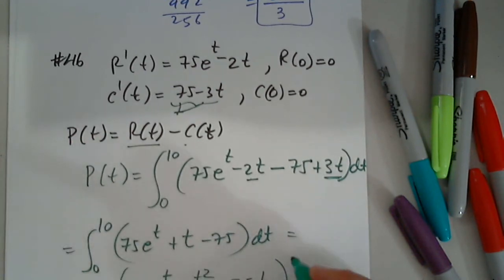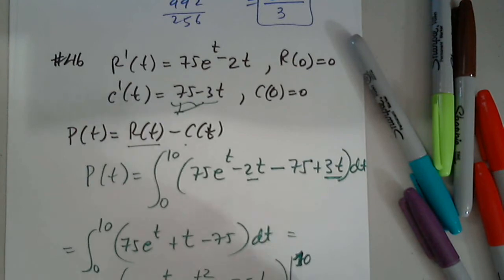And yes, I like the lower limit to be 0. I always like that. I only have to plug in 10. Careful, because e to t is not 0 when t is 0, it's 1. I still like it, but I cannot say it's 0. It's 0 for this, it's 0 for this, but it's not 0 for this. So careful with that.